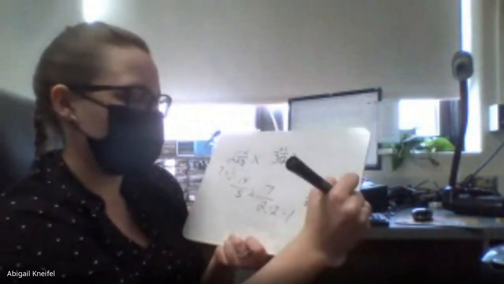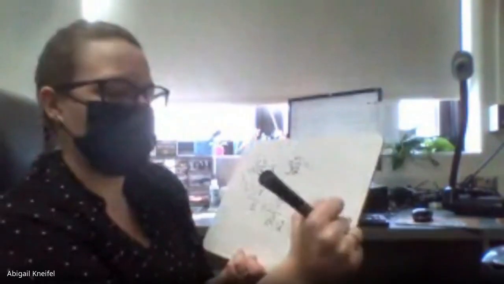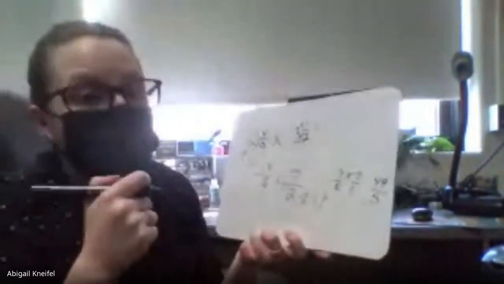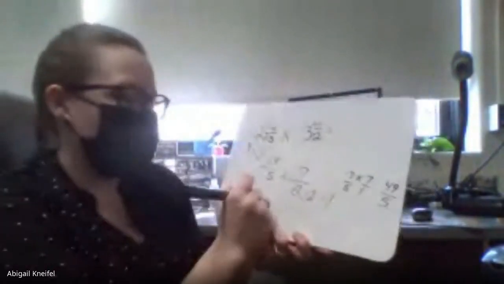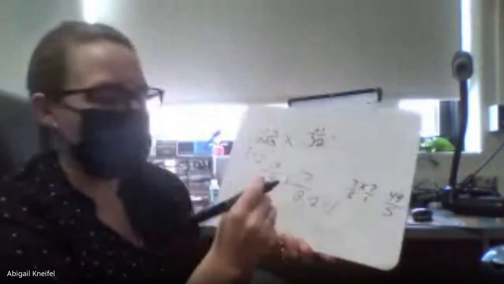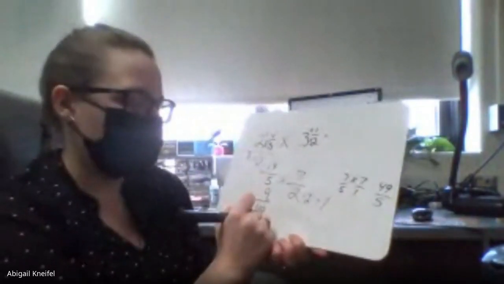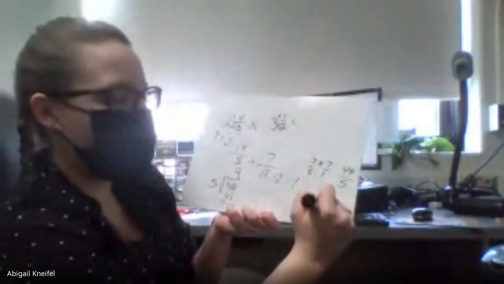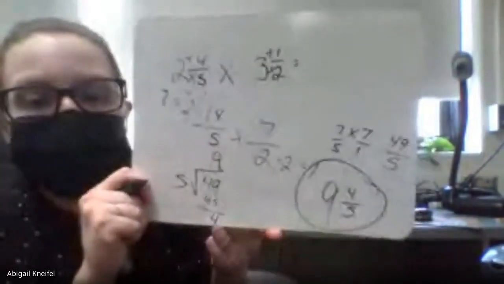Am I doing this right? Yeah. 49 over 5. And can I leave it like that? No, because that's an improper fraction. So then I just got to divide. How many times can 5 go into 49? It can go in 9 times, which is 45, which means there's 4 left. So my answer is 9 wholes and 4 fifths. 9 and 4 fifths.